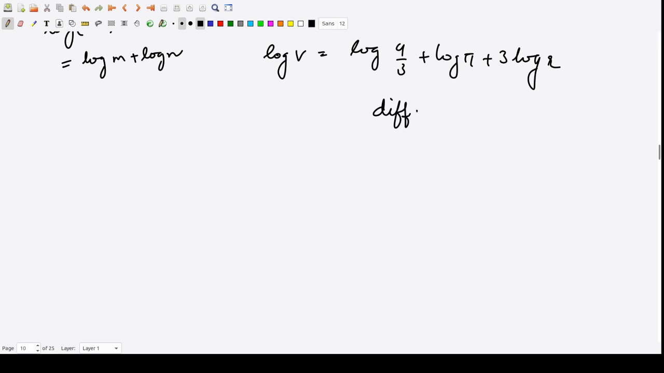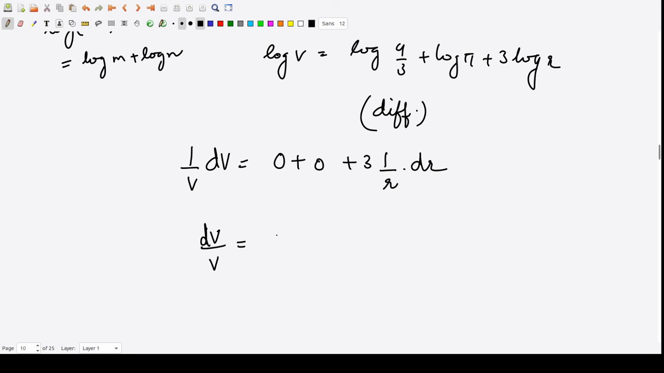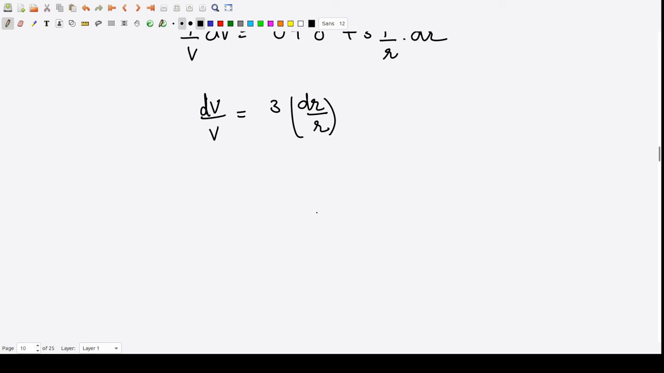Differentiating the above expression, the derivative of log V would be 1 by V into dV. Then the derivative of log 4 by 3 would be 0. Derivative of log pi would be 0. And then the derivative of log r would be 1 by r into dr. So that means you have dV by V equal to 3 times dr by r. So whatever is the relative error in the radius of the sphere, the relative error in the volume is obtained 3 times.